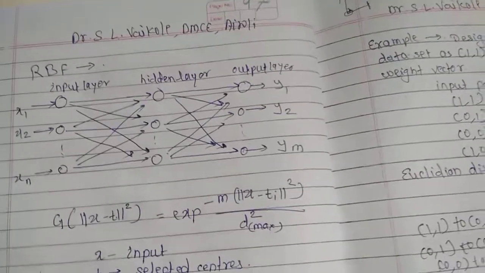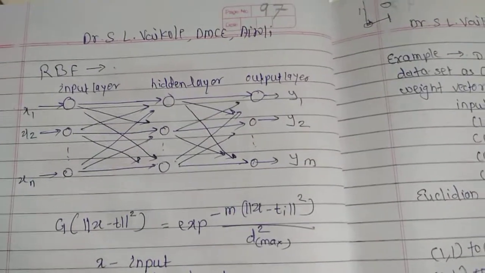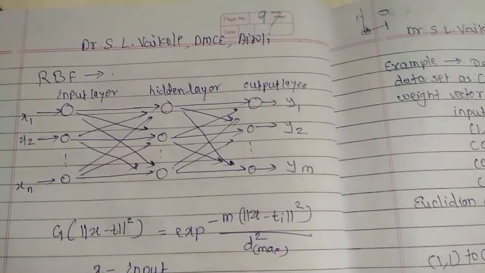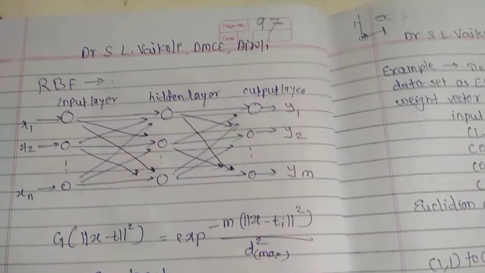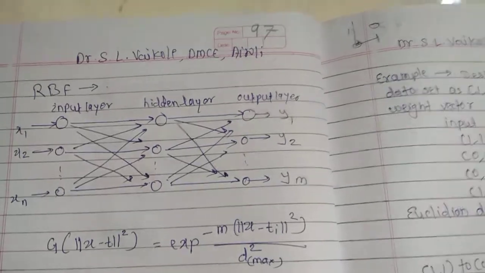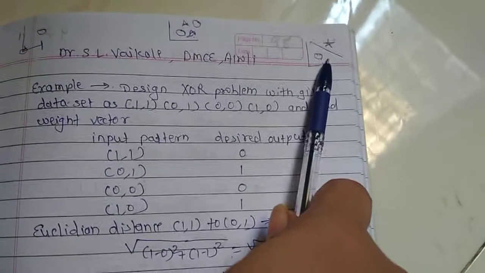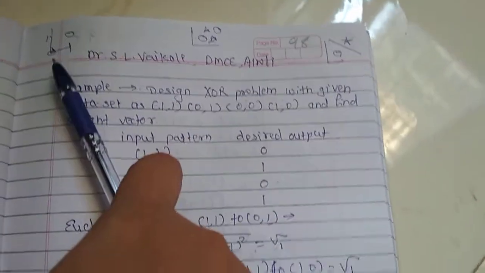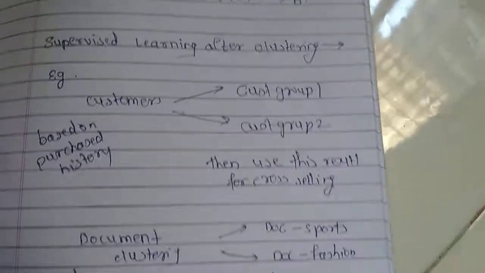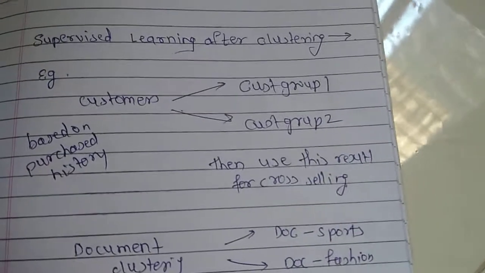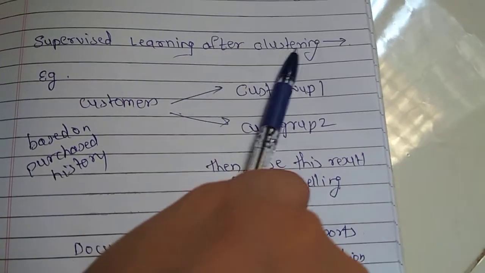The RBF network is also used as the kernel function for the SVM, that is support vector machine. In the support vector machine, we have the linear kernel that is used for linear type of problems. Then RBF is used for non-linear type of problems. Okay. Then the next topic in the 5th chapter is supervised learning after clustering.